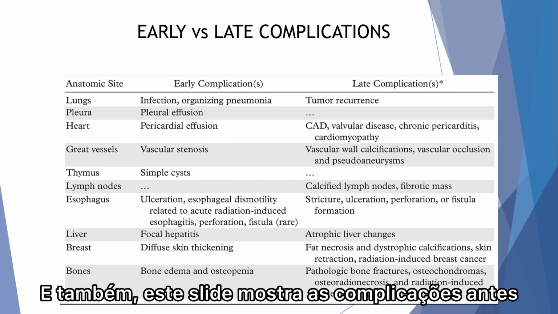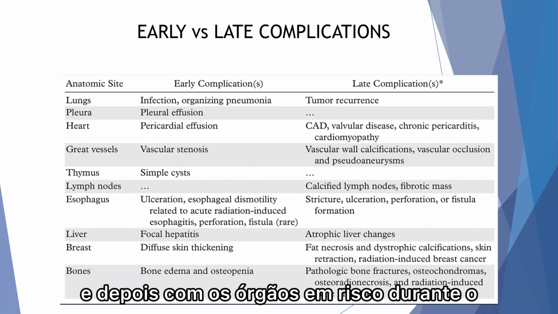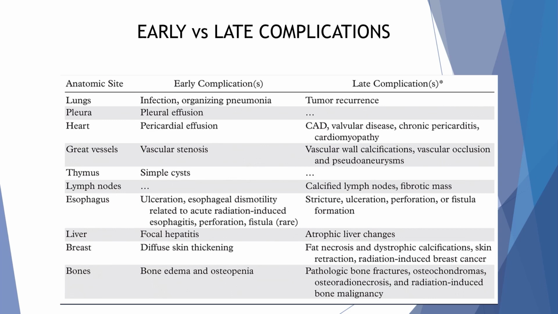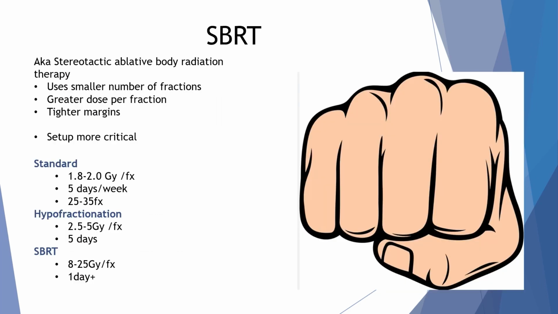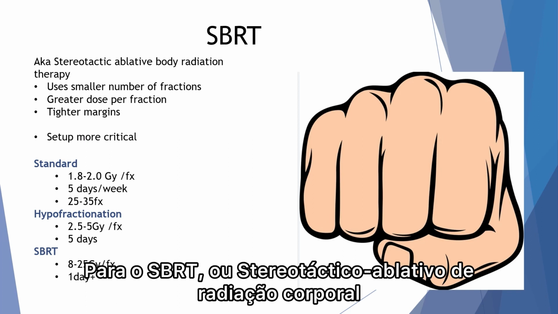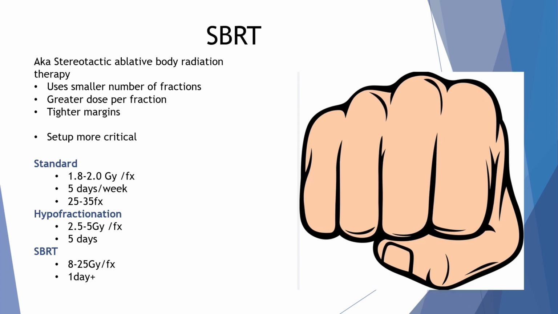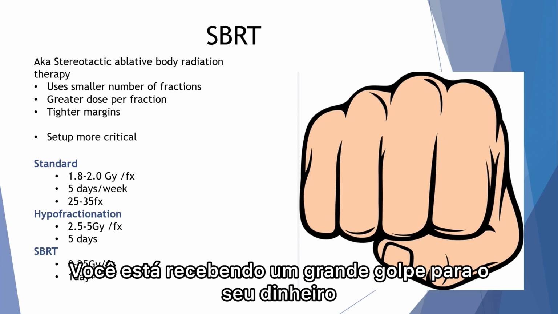And also this slide shows the early and late complications with the organs at risk during the treatment planning process. Now, for SBRT, aka stereotactic ablative body radiation therapy, it uses smaller amounts of fractions, however, a greater dose per fraction. You're getting a big bang for your buck.